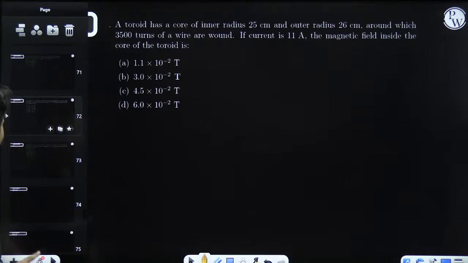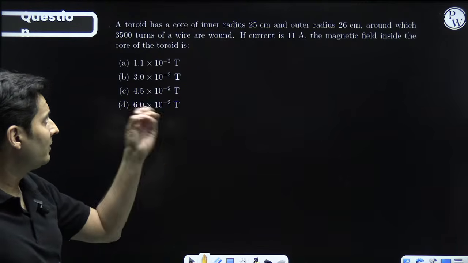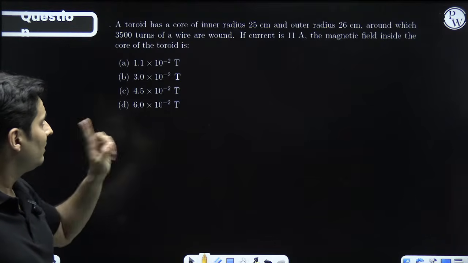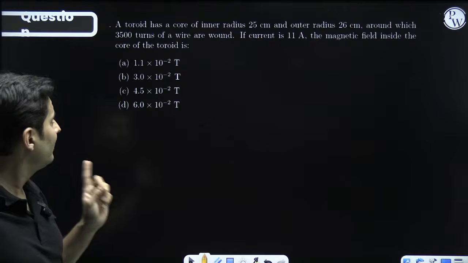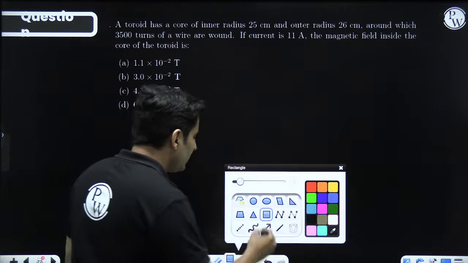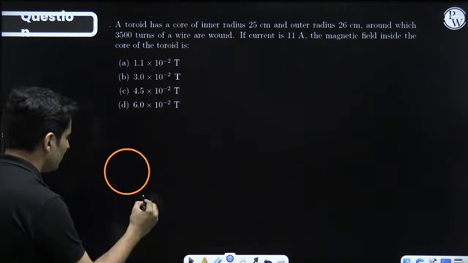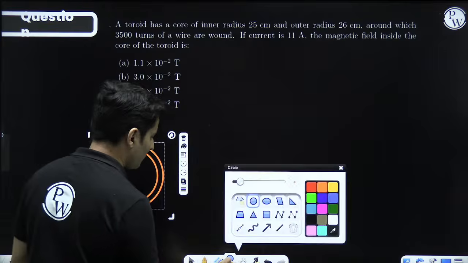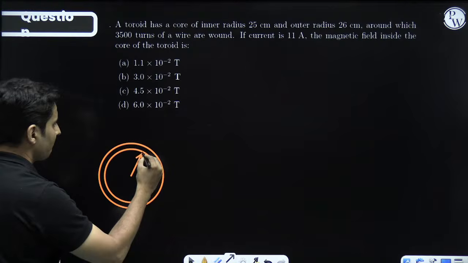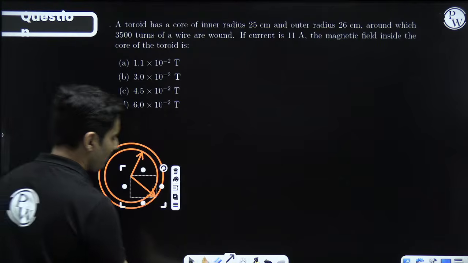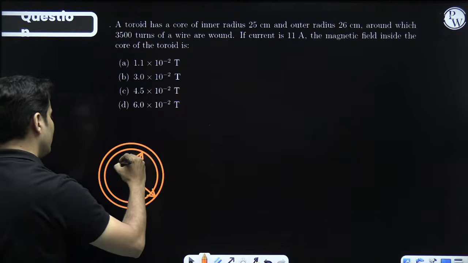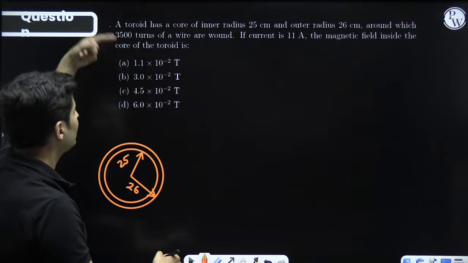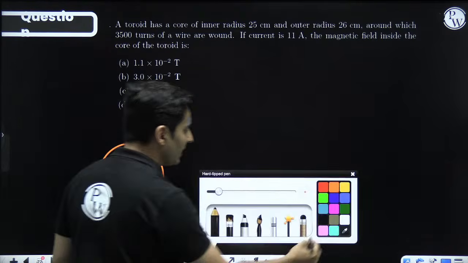Let's do a question on toroid now. A toroid has a core of inner radius 25, outer radius 26, around which 3500 turns of a wire are wound. If the current is 11 amperes, the magnetic field inside the core of the toroid is. So what does this question mean? This is something like this. What they have told is, see, this is 25, this is 26. There are 3500 turns, current is given. So figure out the magnetic field.